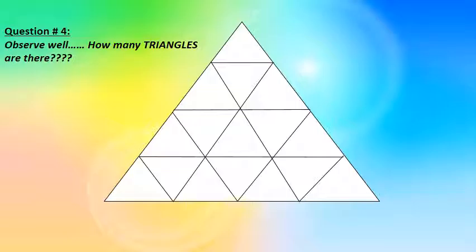Question number 4. Observe well to count how many triangles are there. Let's start counting. Yes, Linda, we have one big triangle. Inside it we have 16 small. Now let's count these triangles, each 4 together. How many of these do we have? Let's count them. 1, 2, 3, 4, 5, 6, and we have this one, the upside down, so they are 7.